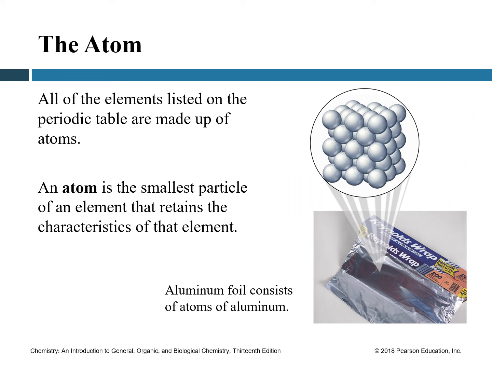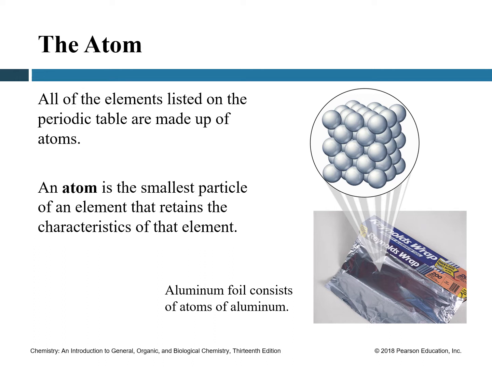An atom is basically the smallest particle of the element that retains the properties or the characteristics of that particular element. For instance, aluminum foil, when you think of it, is composed of atoms of aluminum. So atoms are basically the smallest particle of an element that can retain all its properties.